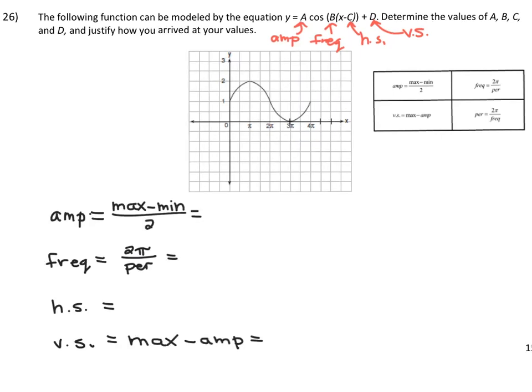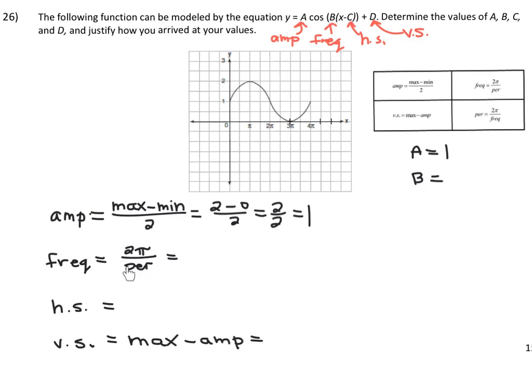Okay, so I wrote out the formulas here, and it's really very similar to number 25. So for amplitude, max is again 2, minus min. The min is again at a height of 0, so we have 2 minus 0 over 2. So again, 2 over 2 simplifies to 1. So our A equals 1. Now let's find the B. So the frequency is equal to 2 pi over the period.